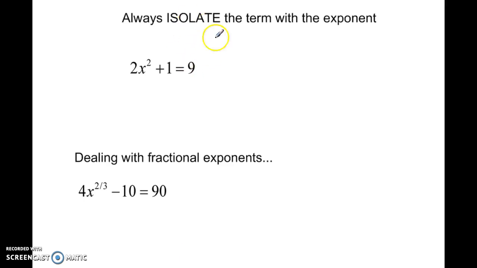So you really want to isolate first. Try to get that x squared all alone if you can before you do anything to both sides. So I'm going to move that over first. You get 2x squared equals, subtract 1, that would be 8. Divide by 2, divide by 2, you get x squared equals 4.